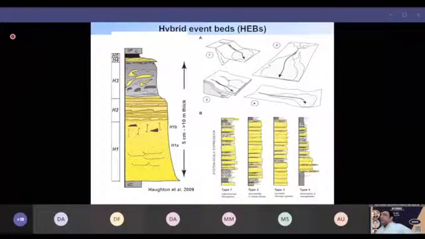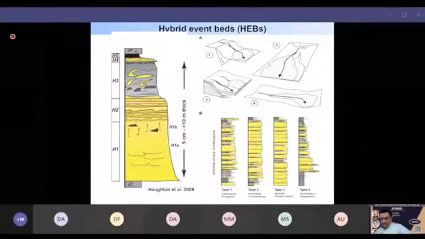Hybrid event beds really dominate the lobe stratigraphy. So they frequently occur in these lobe settings in many configurations. They can be throughout the lobe stratigraphy. They can be at the bottom, at the center, or at the top. It doesn't matter. What's important is this: they dominate lobe stratigraphy.